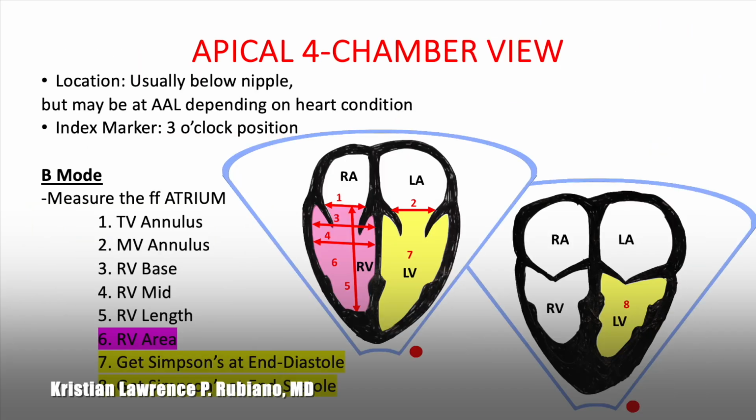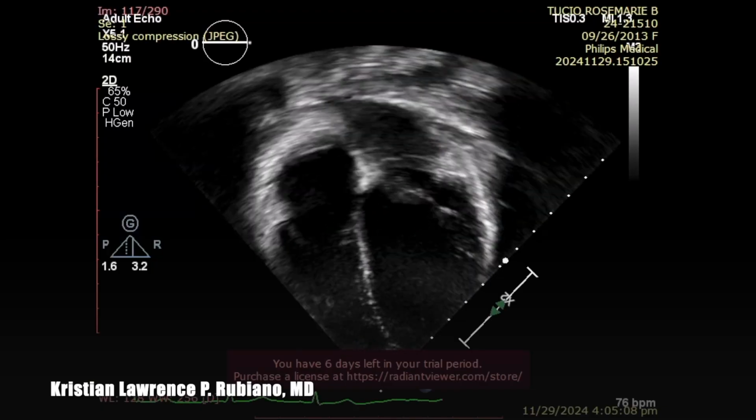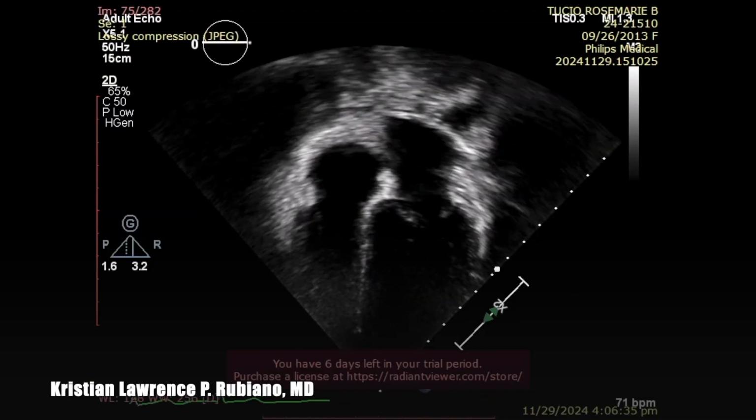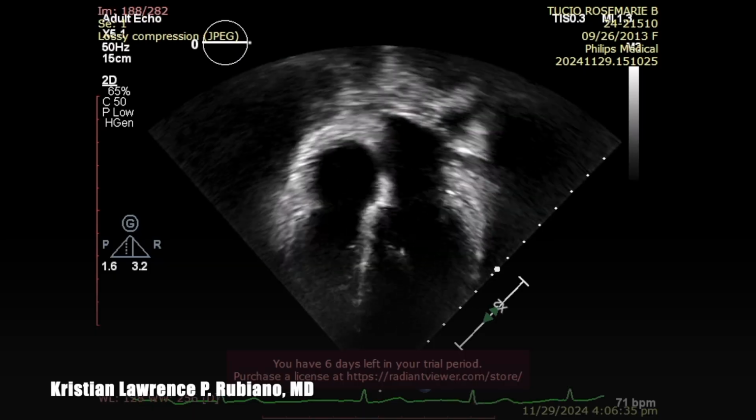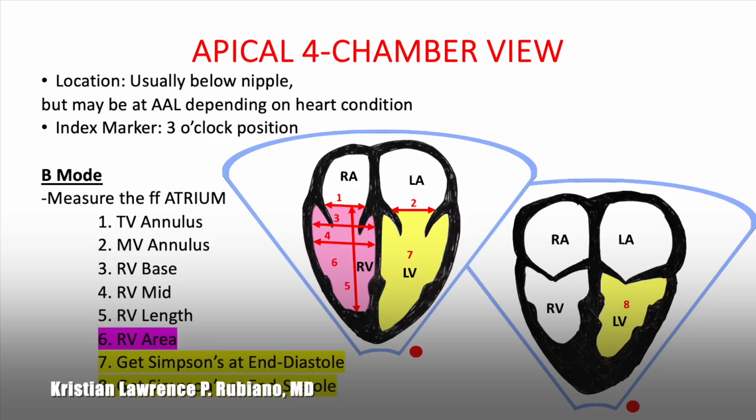The location is usually below the nipple line, but may be at the anterior axillary line depending on the heart condition. The index marker is placed at the 3 o'clock position. Get real-time videos of the 4 chambers. Make sure that the apex is seen in the clips.